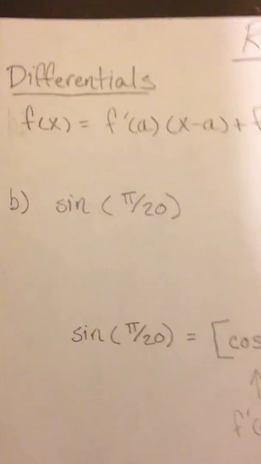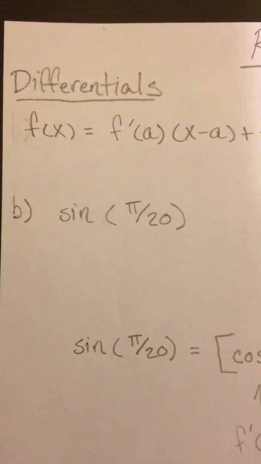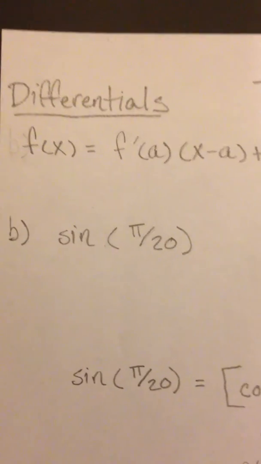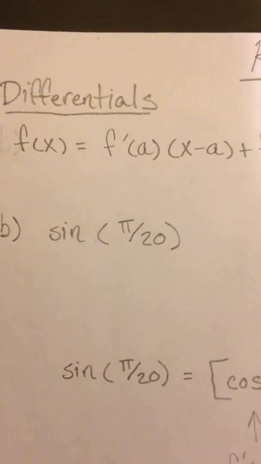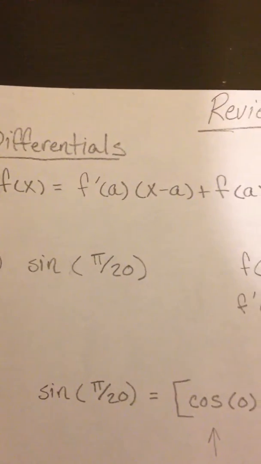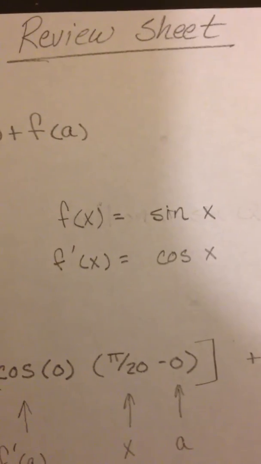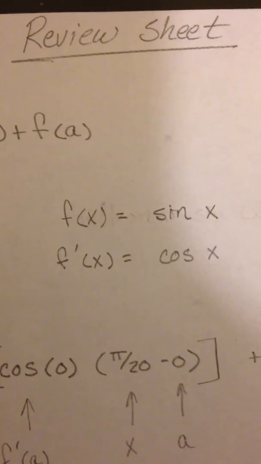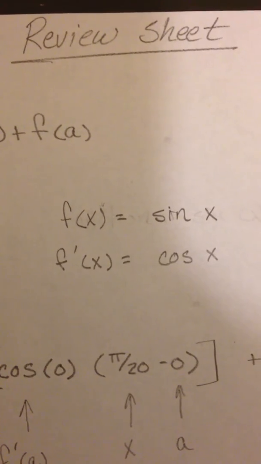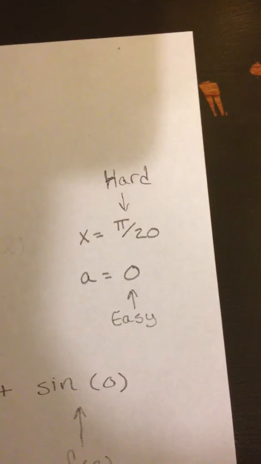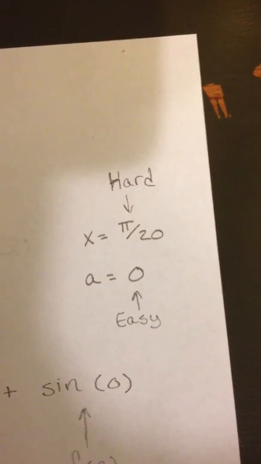Looking at example B, we're trying to find sine of pi over 20 using differentials. So we need to identify the elements of the equation up above. The f(x) is sine of x, and we take the derivative of that, so f'(x) is equal to cosine x. Our x, which is the hard one we're trying to find, is pi over 20, and a should be the easy one, and that is 0.